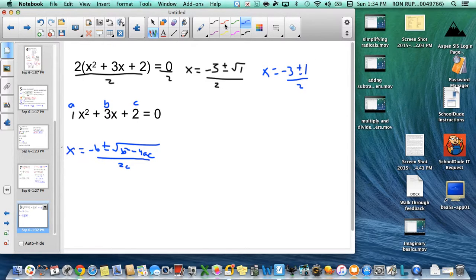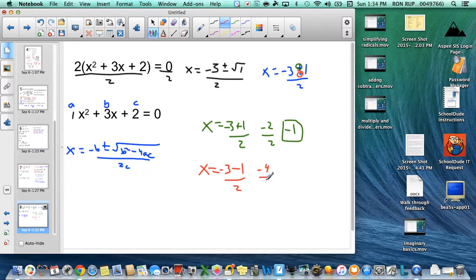So now we have two math problems. We have this problem dealing with the plus and this problem dealing with the negative. So let's do x equals negative 3 plus 1 divided by 2, and x equals negative 3 minus 1 divided by 2. Check this out. Negative 3 plus 1 is negative 2, and negative 2 divided by 2 is negative 1. And negative 3 minus 1 is negative 4, and negative 4 divided by 2 is negative 2. Oh, man. What just happened?